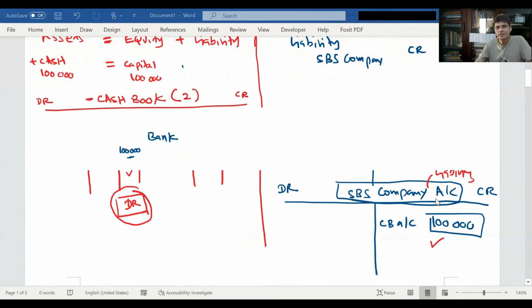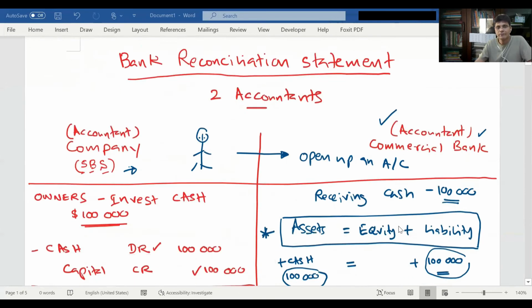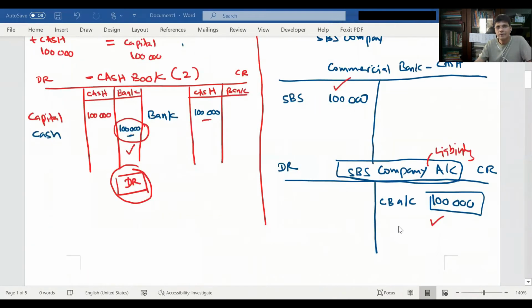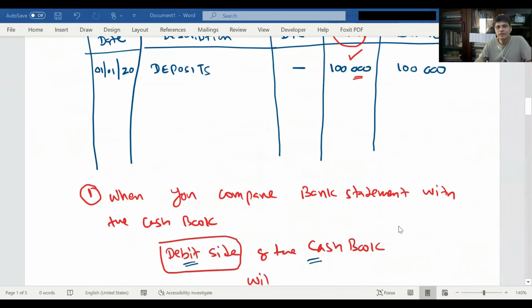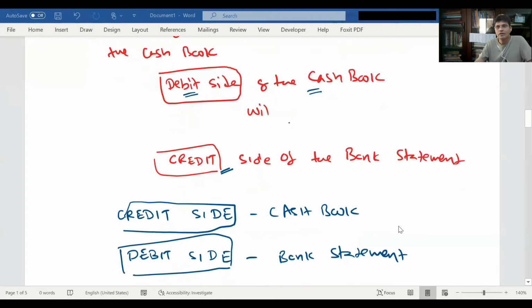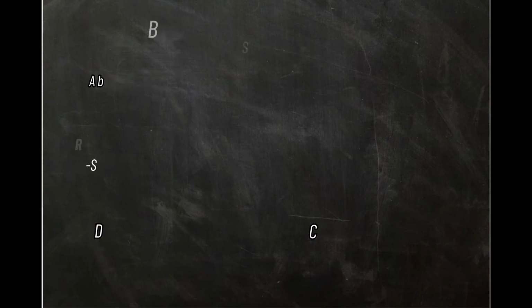So this is what we call a bank reconciliation statement: we compare the bank statement with the cash book balance to identify whether the balances are matching. So when you prepare a bank reconciliation statement, the debit side of the cash book should be compared with the credit side of the bank statement, and the credit side of the cash book should be compared with the debit side of the bank statement. Is that clear? Okay.